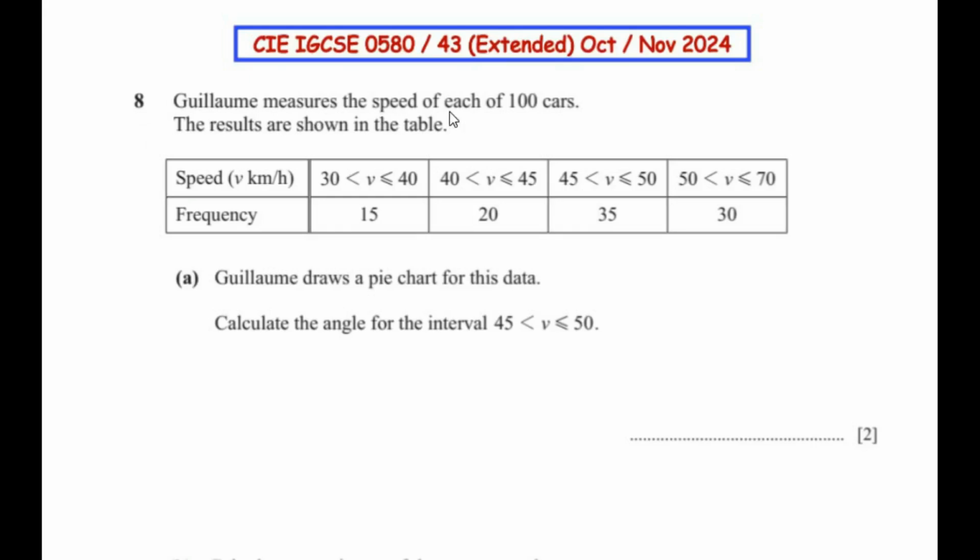Guillaume measures the speed of each of 100 cars. The results are as shown in the table. Guillaume draws a pie chart for this data. Calculate the angle for the interval 45 to 50.